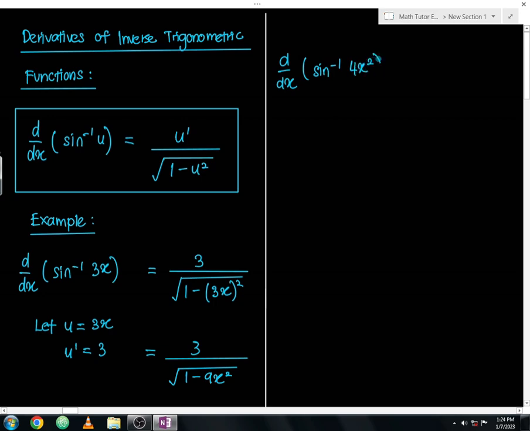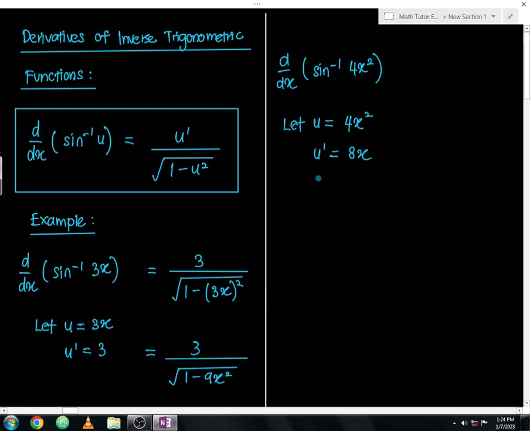So from here, how are you going to solve? Let me show you the step by step. The steps are still the same. We're going to let the variable u equal 4x squared. Then we differentiate this with respect to x, so u prime equals: 2 times 4 you get 8, and the power you minus by 1, so you get 8x. So u prime equals 8x, and u equals 4x squared.